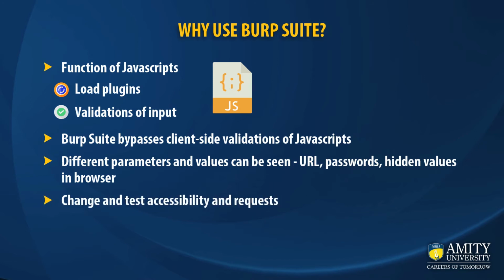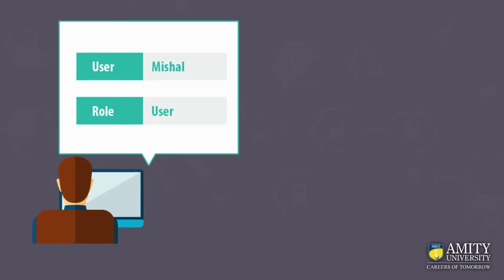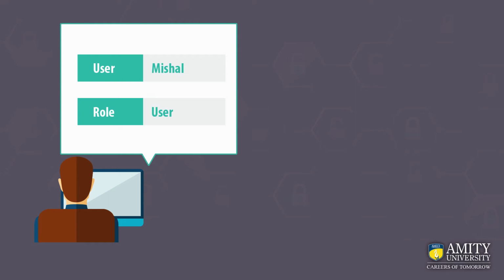And then you can forward it, make some changes, and test. For example, if you see a request going where the username is Mishal, and the role of this user is user, and the request is going.